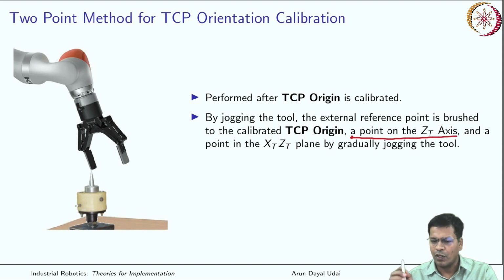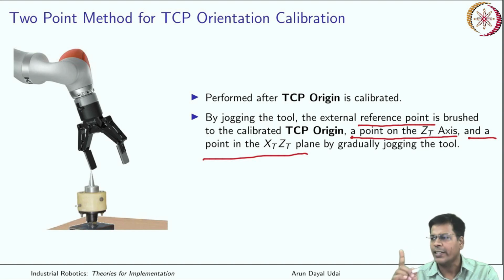Okay, and you also will have to brush the reference point to a point on the z-axis and a point on the xz plane of the tool by gradually jogging the tool. So 3 points that you have to locate. First, the TCP origin should brush against the reference point. Next, you have to brush the reference point to one of the points along the z-axis that you want to make it, and another point which is somewhere on the xz plane.